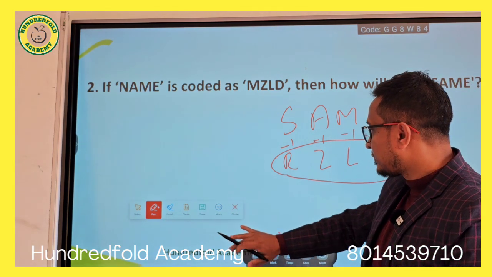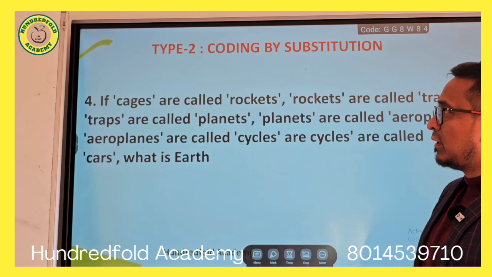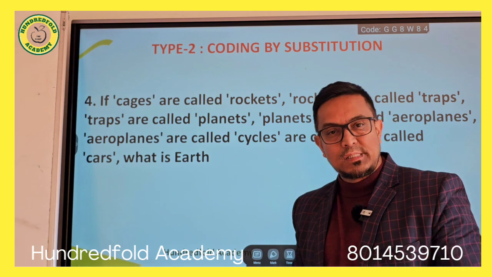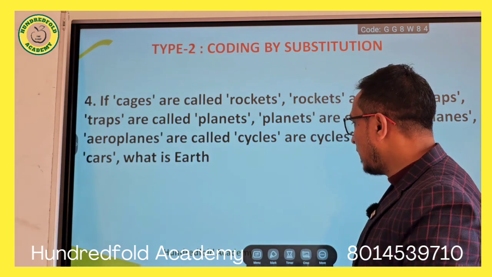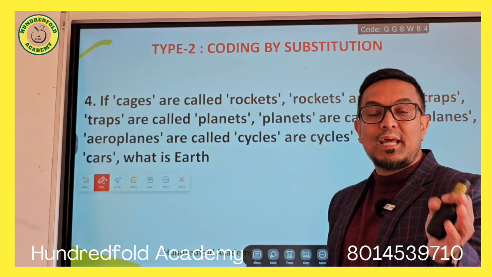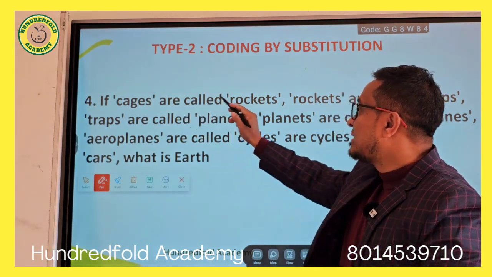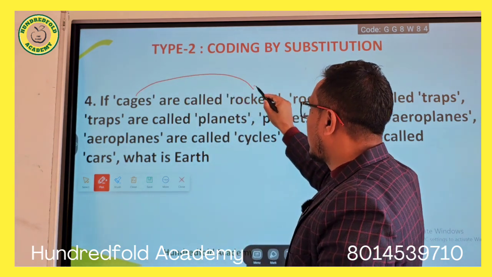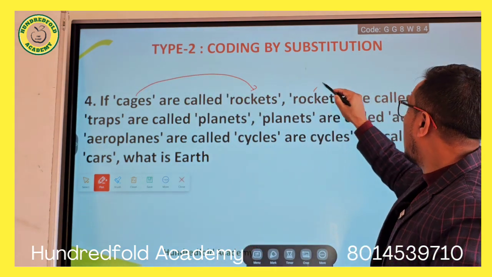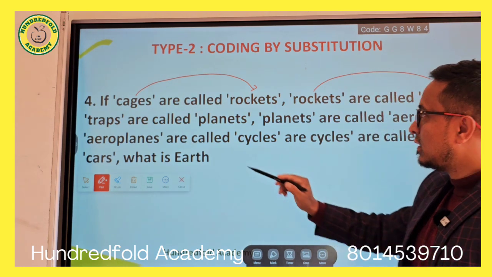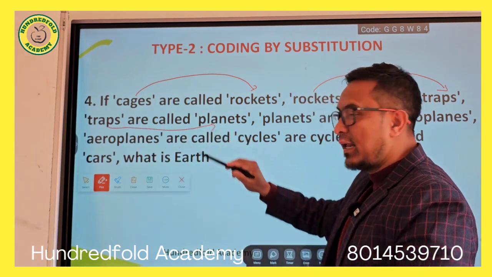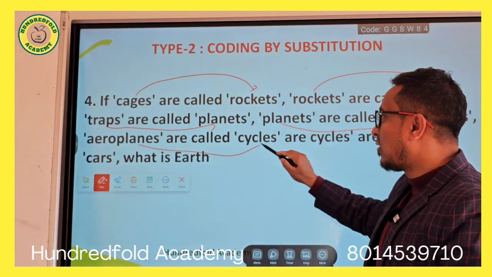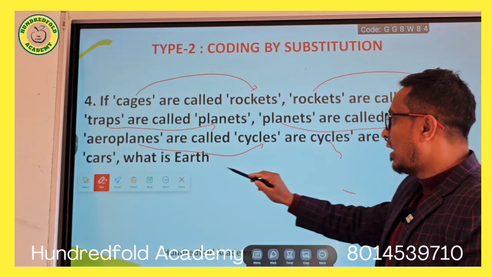So likewise, there can be another type in your coding, decoding. This type, we call it coding by substitution. Now when we talk about coding with substitution, it's not the same as shifting of letters. Here it says cages are called rockets. Rockets are called traps. Traps are called planets. Planets are called aeroplanes. Aeroplanes are called cycles. Cycles now are called cars.